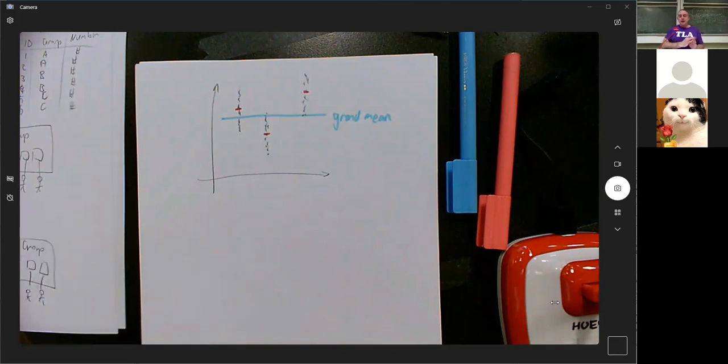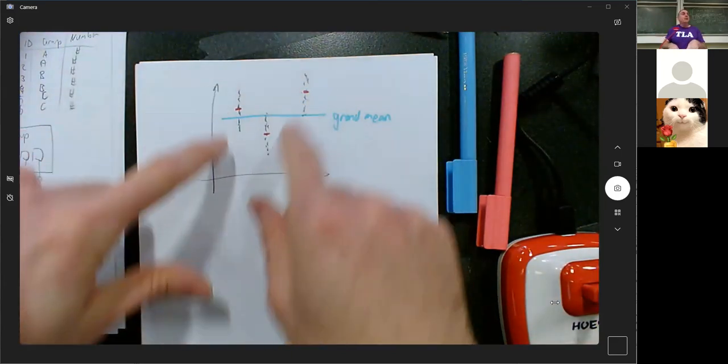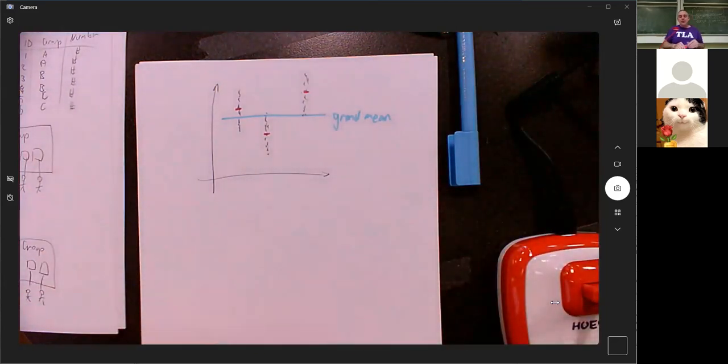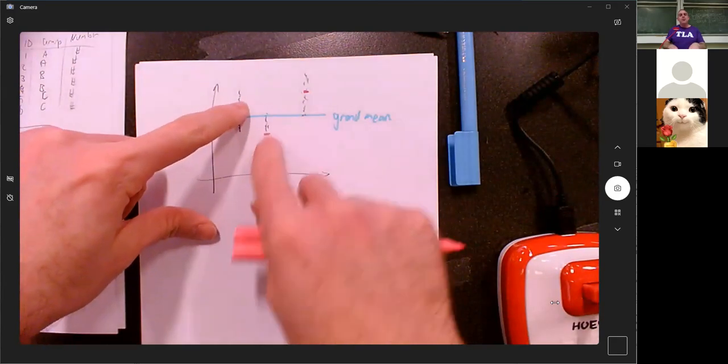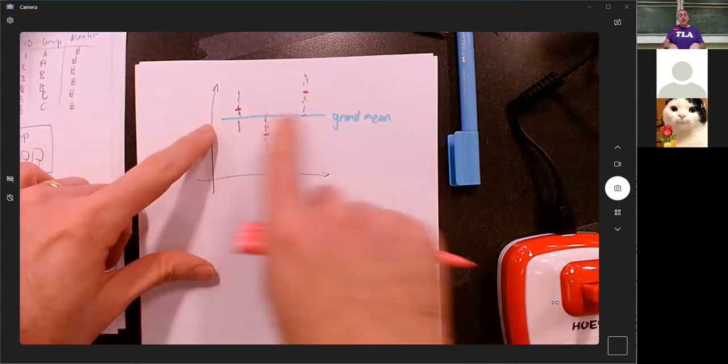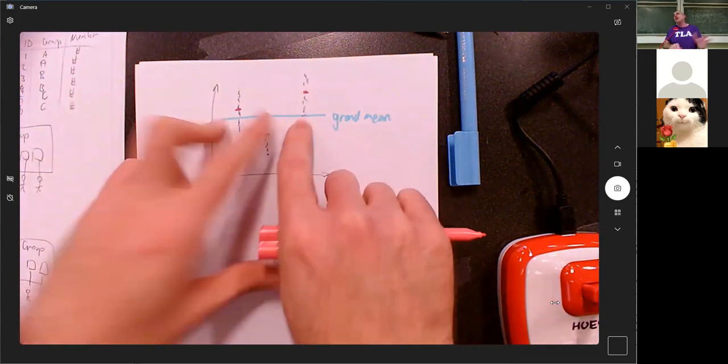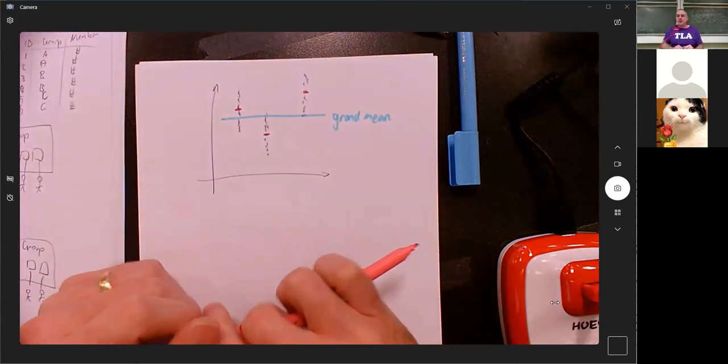Okay, and then each group has their own individual average. So I want to know if having a group average makes a difference to this. So maybe all the group averages are quite close to the grand average, and then I'm going, well, groups don't make much of a difference.